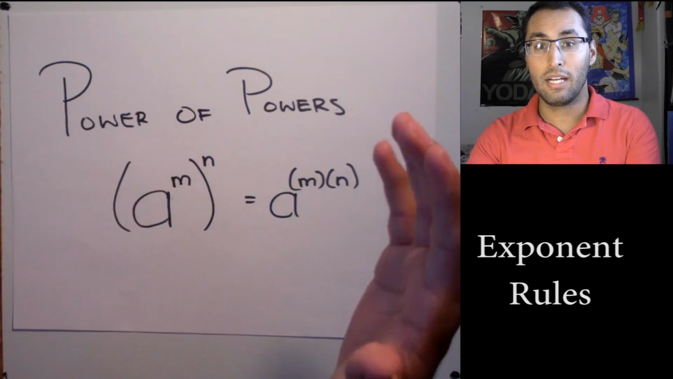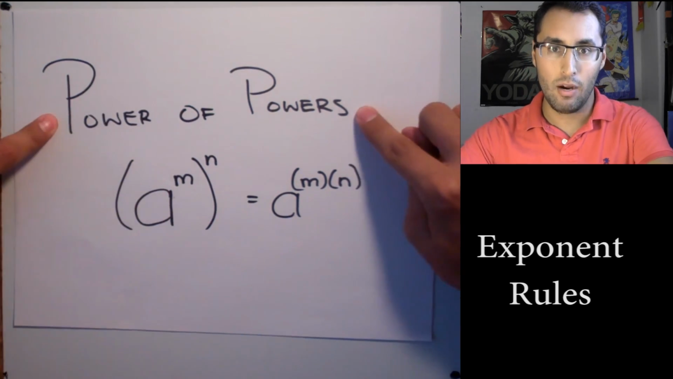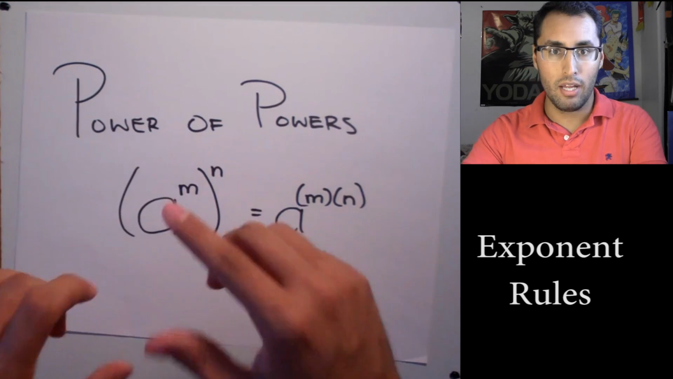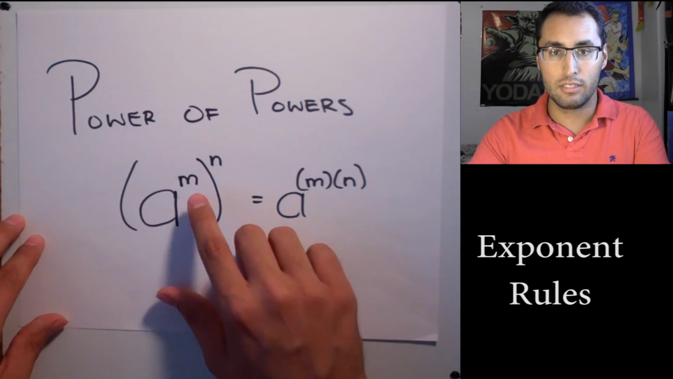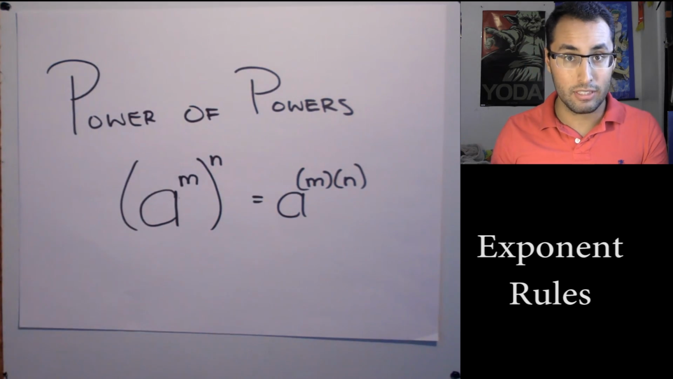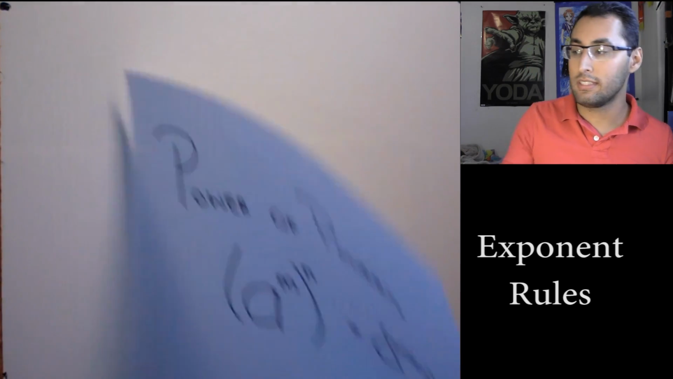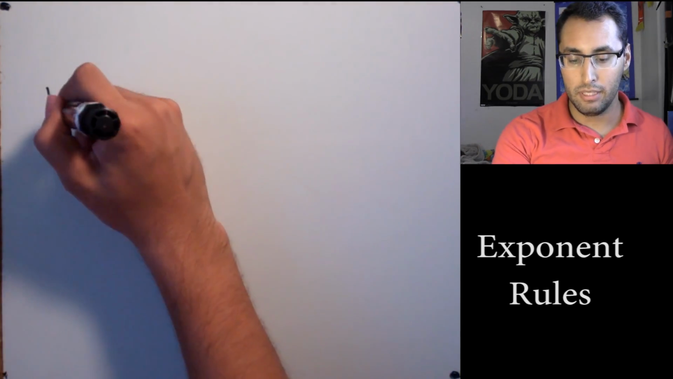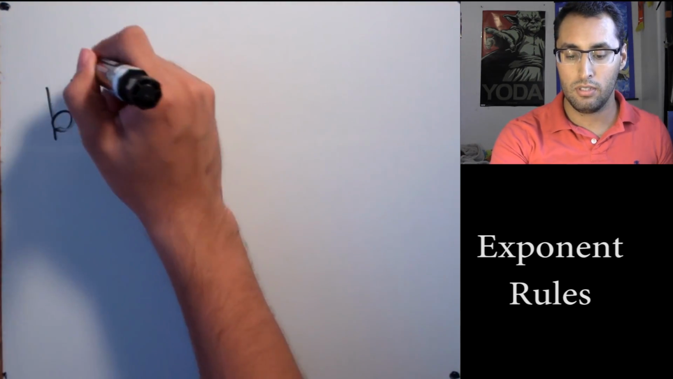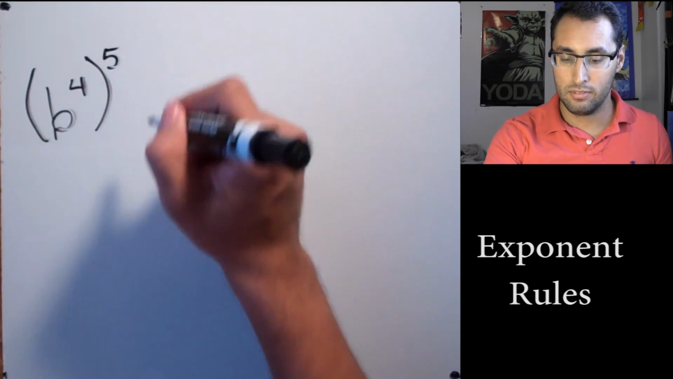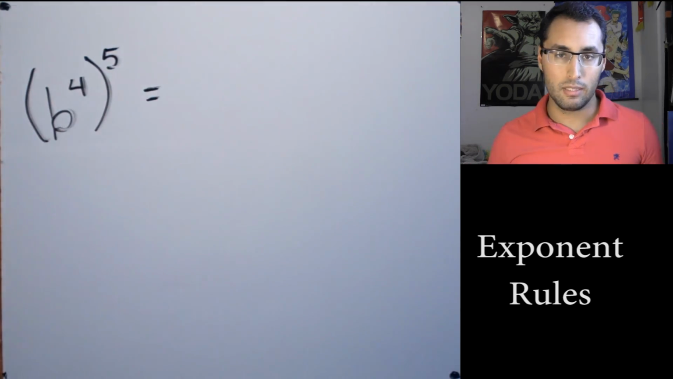Alright, next property is a power of powers, where you have a base raised to an exponent, but that entire thing is raised to another power. What do we do there? Alright, so I'm going to give you an example for that. Okay, so let's put this off to the side. Our example is going to be b to the fourth. I'm going to put that in parentheses, and we're going to raise that to the 5th power. Okay, what is that equal to?